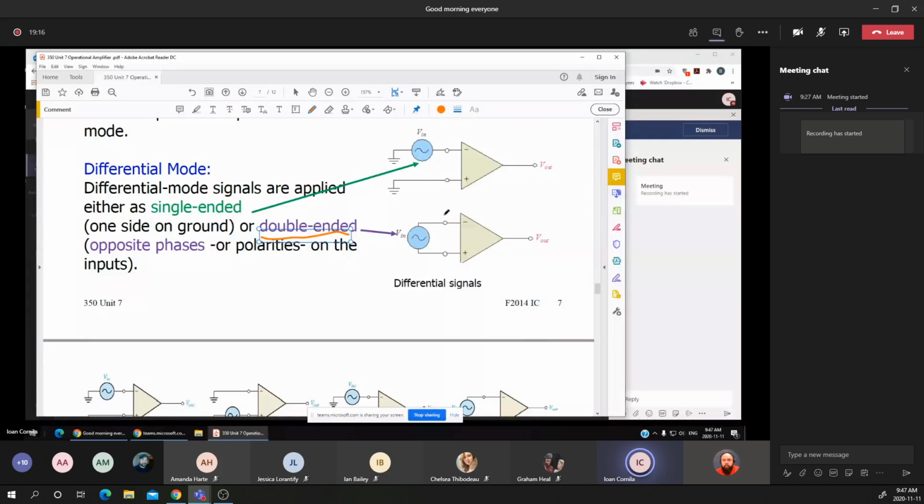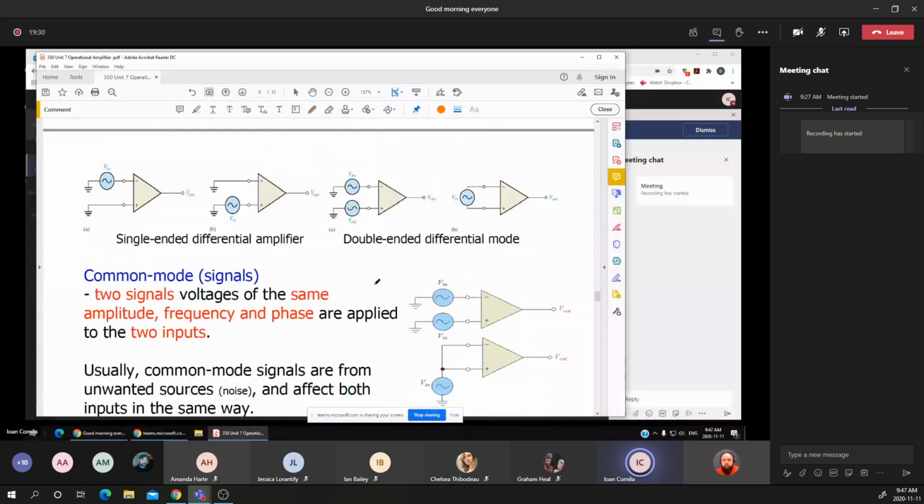This means that one input will be the positive and the other input will be the negative of the input voltage for a double-ended differential amplifier. Now I'm trying to put those four possible modes together. For a single-ended differential amplifier, the V in, or the input voltage, is connected to one of the two inputs, and the other input is grounded, or connected to the ground.